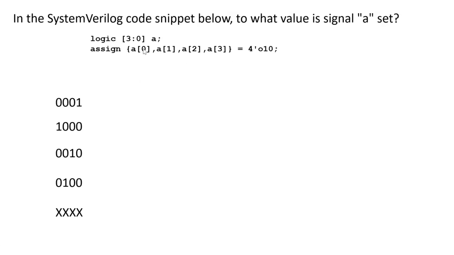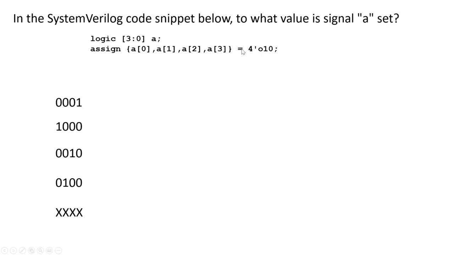Question 10. Yeah, I missed this one. So again, in this case, it's a 4-bit octal value 10. So octal is base 8, and 10 in base 8 is actually 8. So that's 1 0 0 0 in binary.